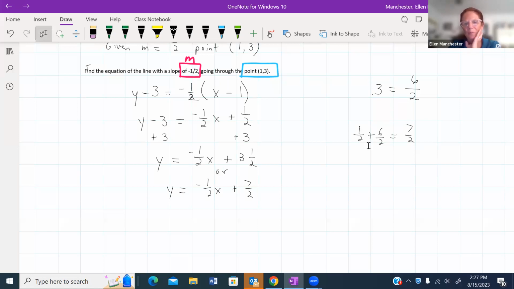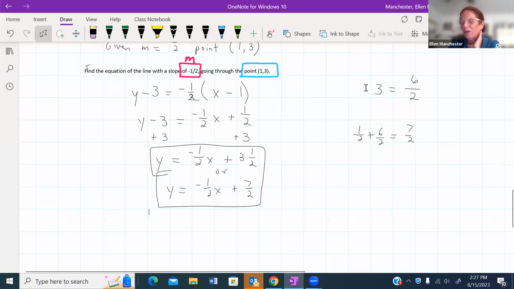Either way works. Okay, and that is your equation of the line on both of these. All right, I'm going to stop there and then we'll jump into 1.1.